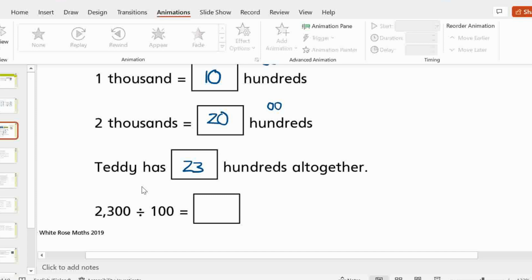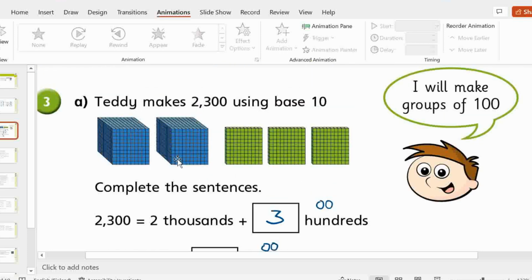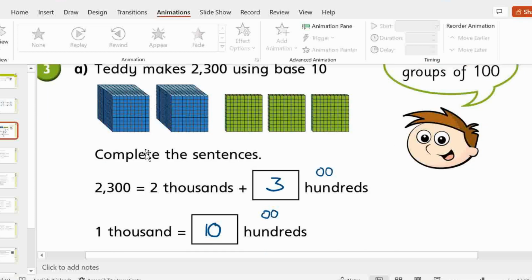So this is just a written question of this one. Okay? Because this is the number Teddy has, 2,300. And if you count the hundreds, well, there's 3 hundreds here. And then we know there's 10 here and 10 here, which makes 23. I'll just write that in. There's 10 hundreds there, 10 here, and here there's 3. Okay, next one.